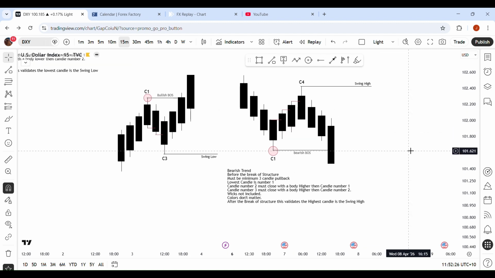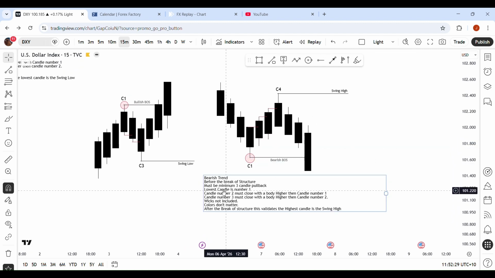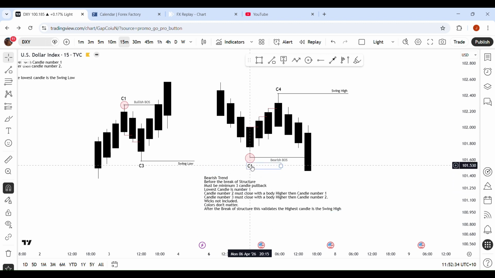Bearish trend example we have here. Before the break of structure must be a minimum 3 candle pullback. Lowest candle again is number 1 with a red circle. Candle number 2 must close with a body higher than candle number 1, and candle number 3 also must close with a body higher than candle number 2. Now here I've put an extra candle example, which is candle number 4, which also closed with a body higher than candle number 3. These candle pullbacks can go to candle number 5 or candle number 10. It doesn't matter, it just needs to be a minimum of 3 candle pullback.